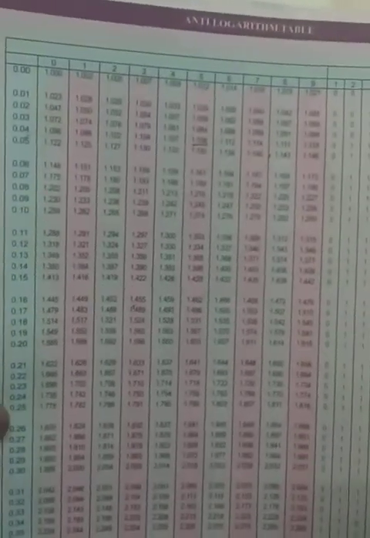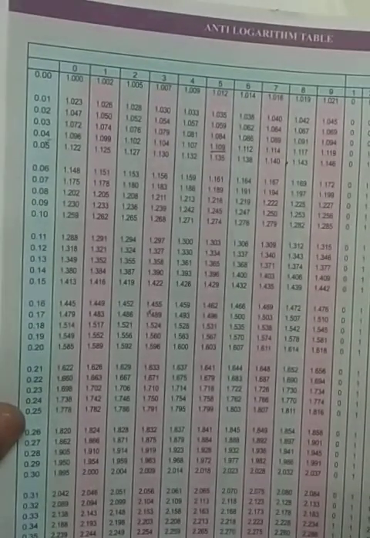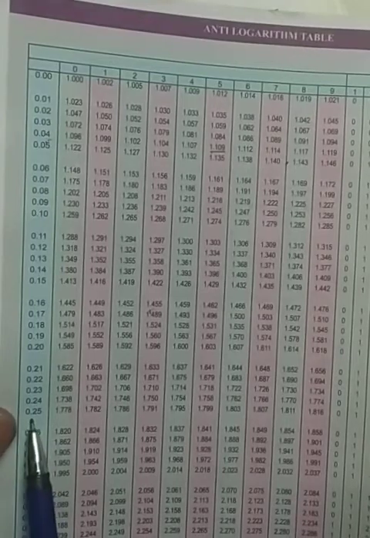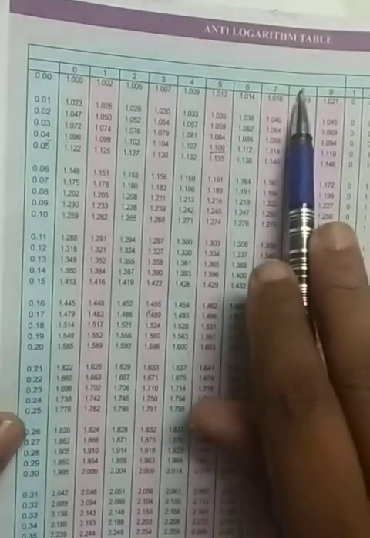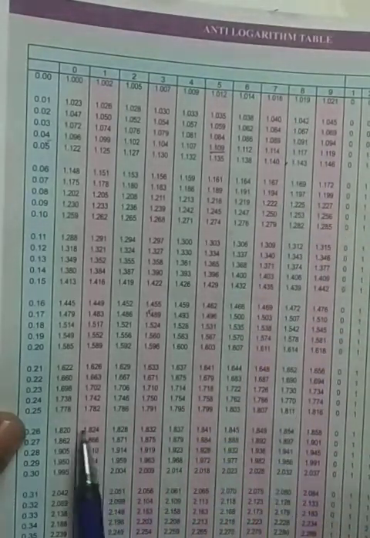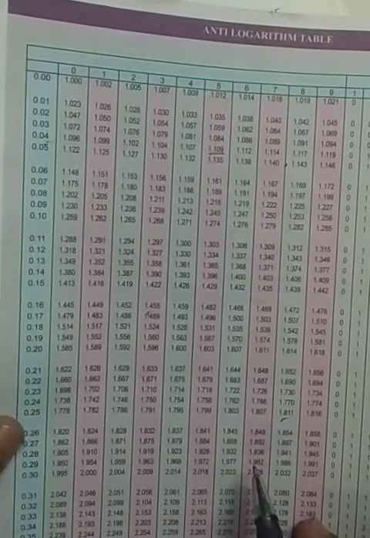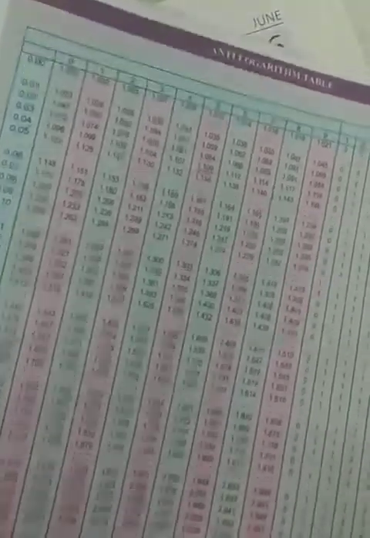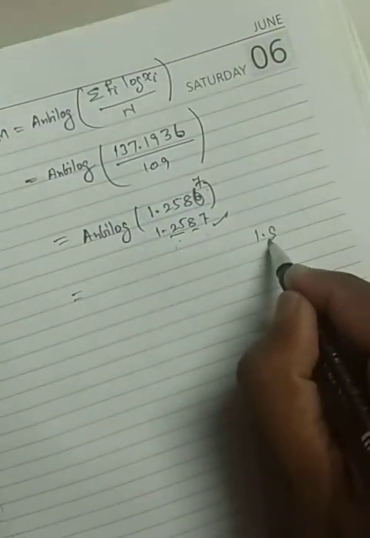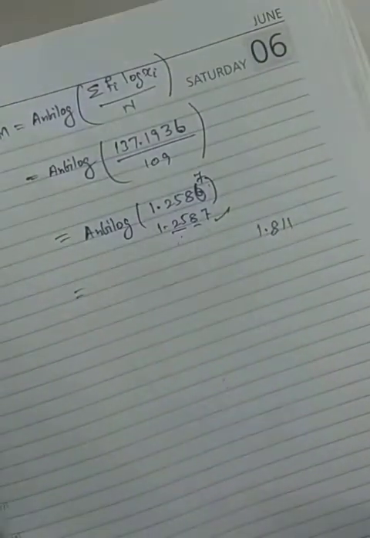Let me make it a little clear here. 25 is here, 8 is here, so as such it's coming here for 25. The value that is coming is 1.811, so I will write 1.811, and the mean difference is 7. So that 7 we need to see.